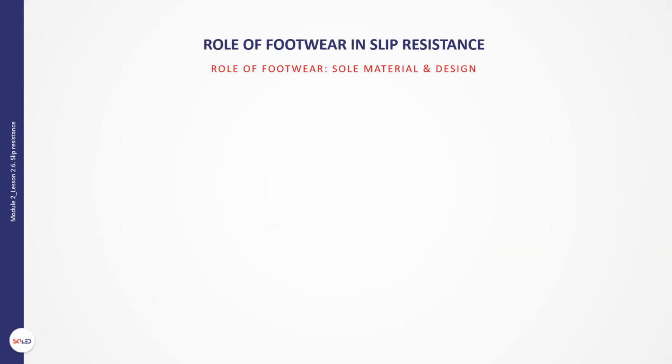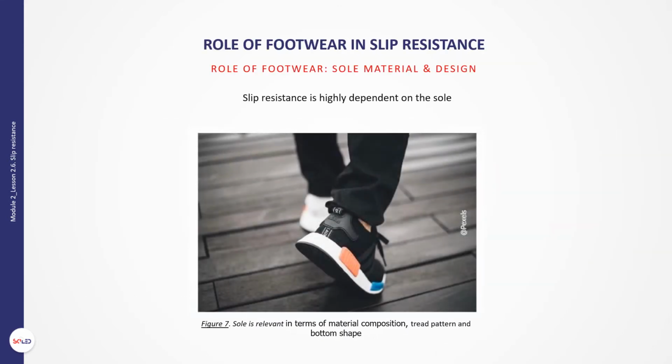Slip resistance is highly dependent on the sole in terms of material composition, tread pattern and bottom shape. A higher contact area between the shoe and floor will increase the coefficient of friction and reduce the slip probability. Also, bottom cleats that promote liquids flow, preventing liquids trapping between the sole and floor, will reduce the slip probability.